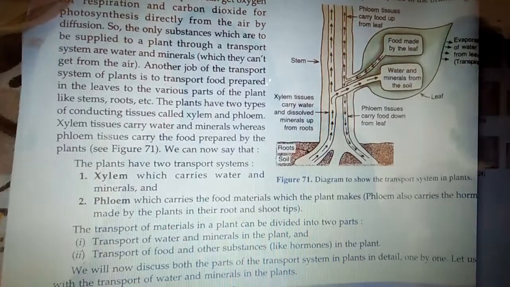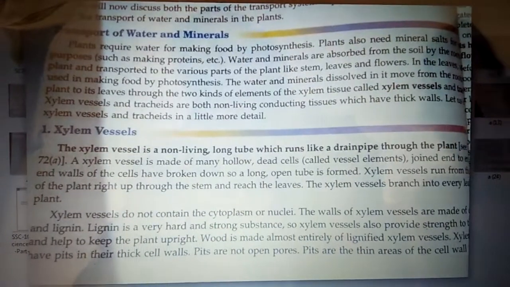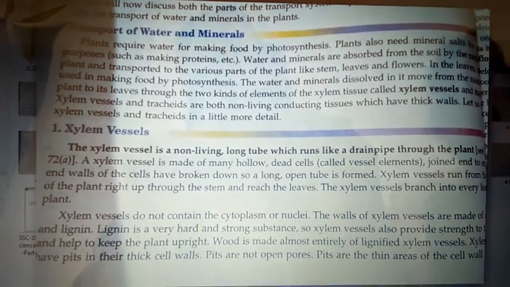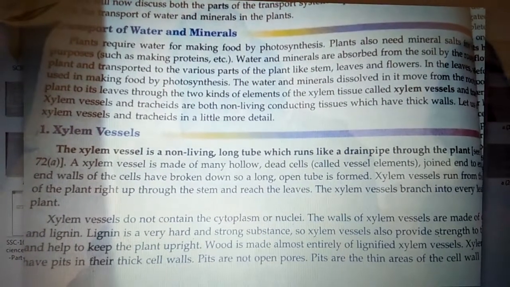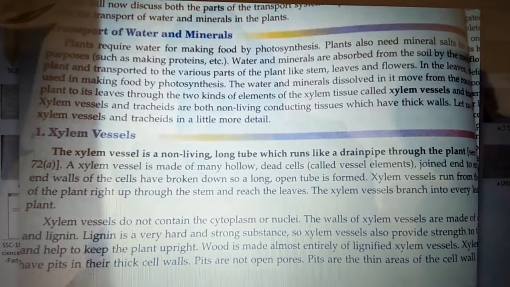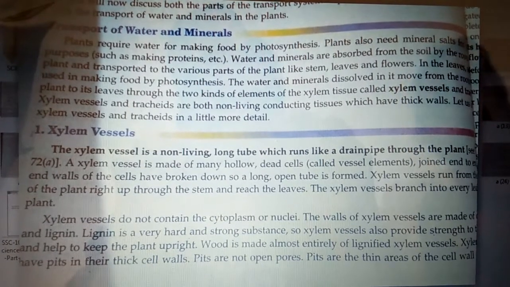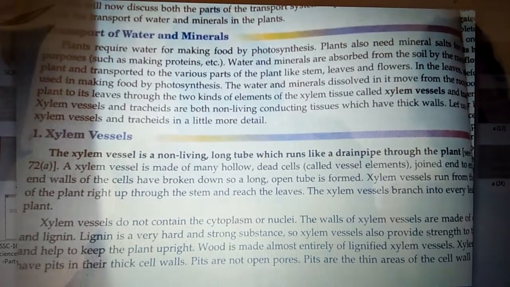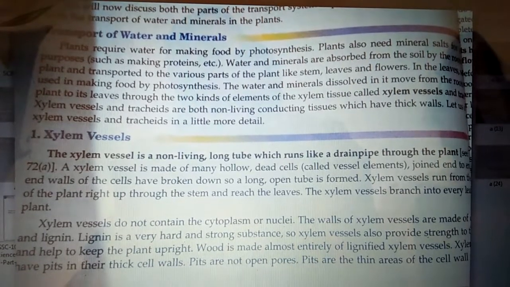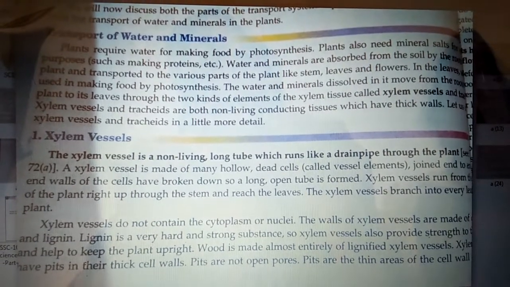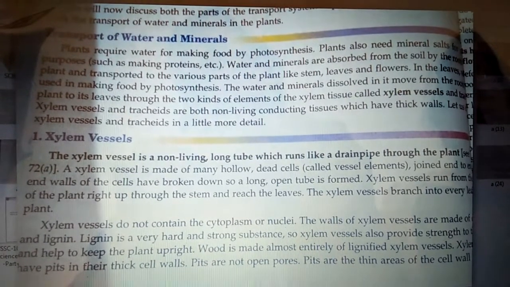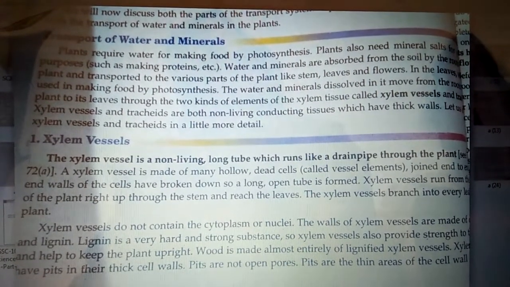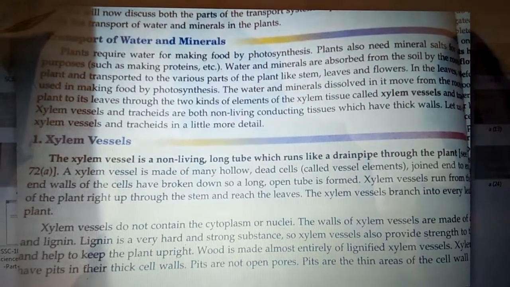Now see, we have to study all these processes of the conduction of water and minerals and conduction of food materials. Basically water and minerals are absorbed by the roots, and water and minerals are carried by the xylem to the various parts of the plant. In ninth standard we have studied that the xylem contains different types of parts: xylem vessels, xylem parenchyma, xylem sclerenchyma. These are the different parts of the xylem.